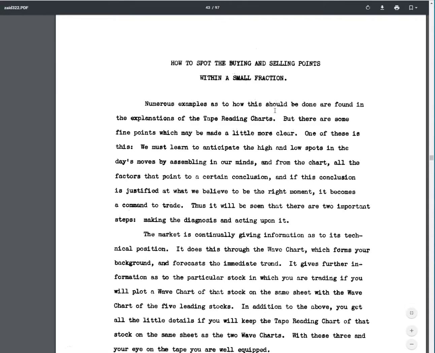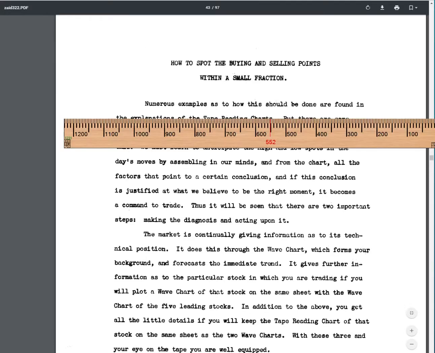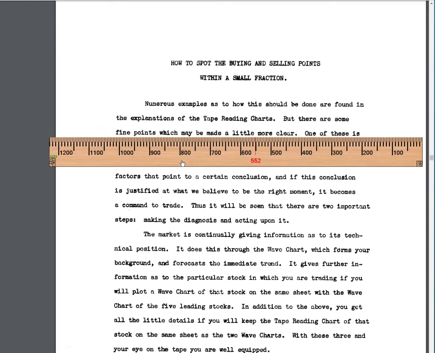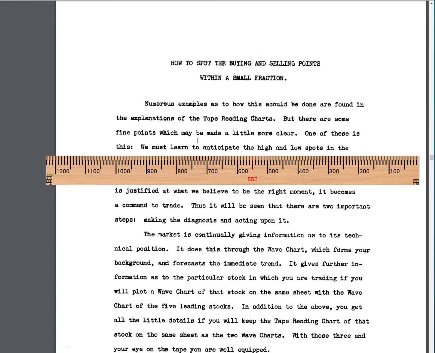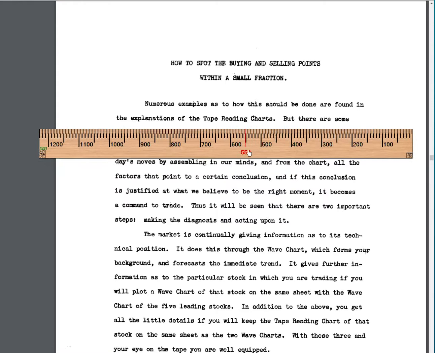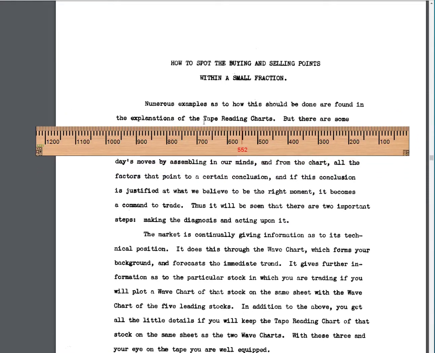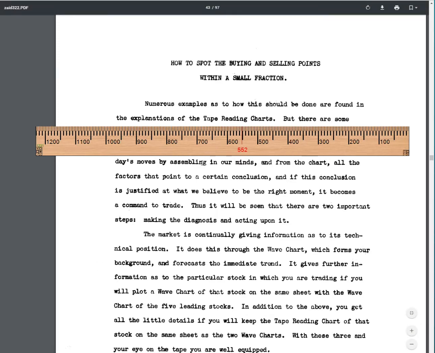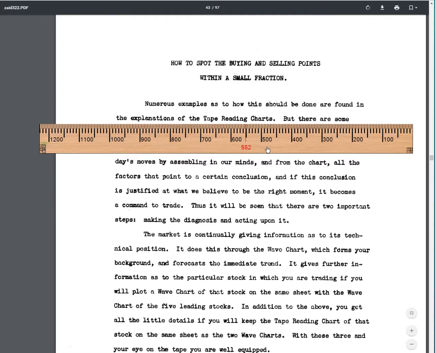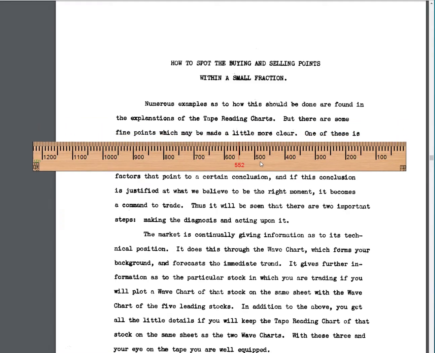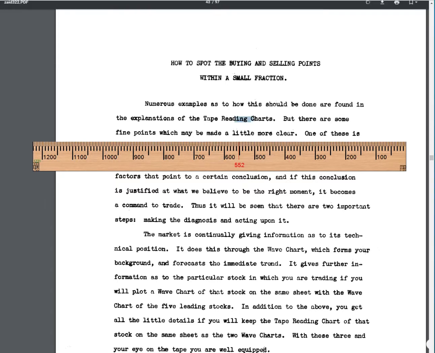Alright, so this is how to spot buying and selling points within half a fraction. So how do you spot the buying and selling points within half a fraction? It's in the tape reading charts. So we'll be going over those tape reading charts, but not right now. There are some, but how to do it is within the tape reading chart. A lot of examples there, I guess. We went through one of them, but to solidify it, we'll continue.